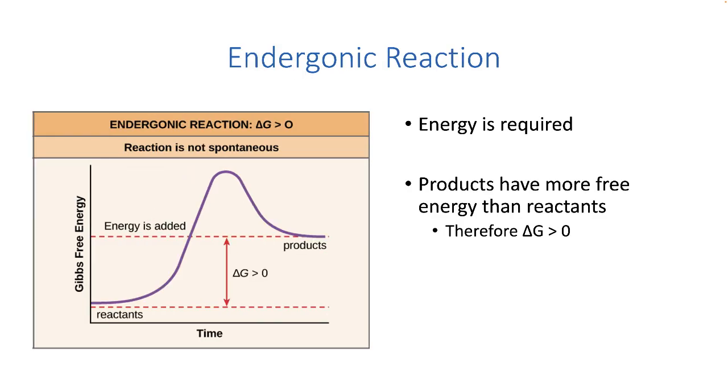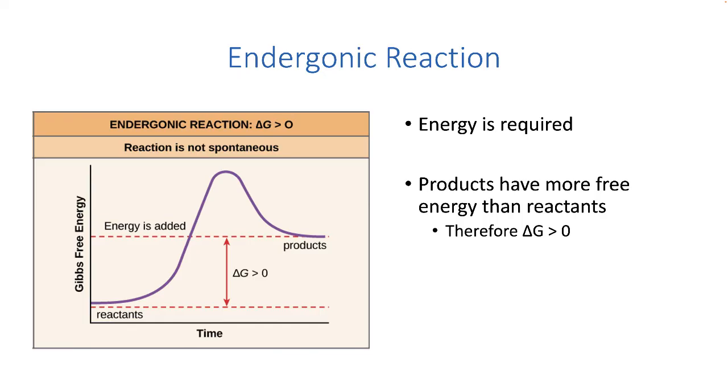On the other hand, for an endergonic reaction, energy is required. It must have an input of energy to proceed. In this case, our free energy of the reactants is lower than the free energy of the products. So the change in free energy, delta G, is a positive number. It is greater than 0. So endergonic reactions will have a delta G which is greater than 0.